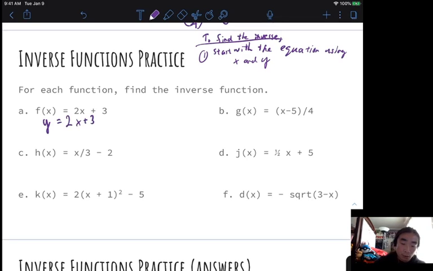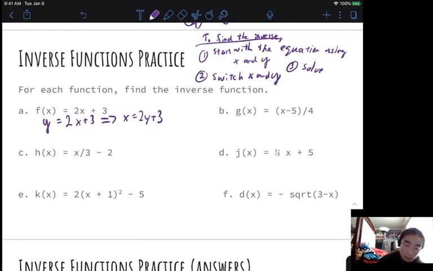Then step 2, you're going to switch x and y. So this problem now becomes x equals 2y plus 3. And then step 3, solve for y to get your inverse. So then the steps look like, okay, x and y are now swapped. I have to get y by itself. We got to practice our solving skills. So we got to take away 3 from both sides, and then we divide both sides by 2.